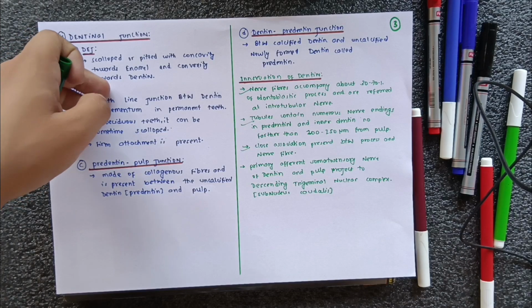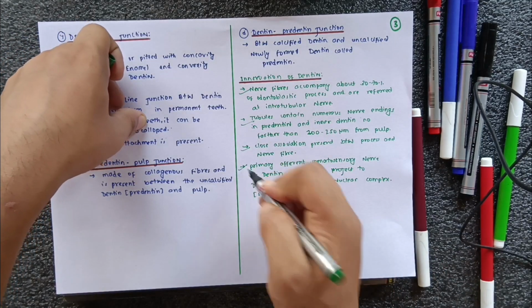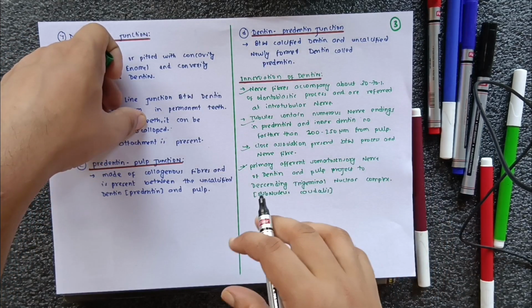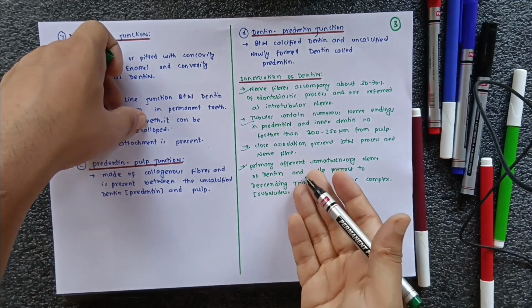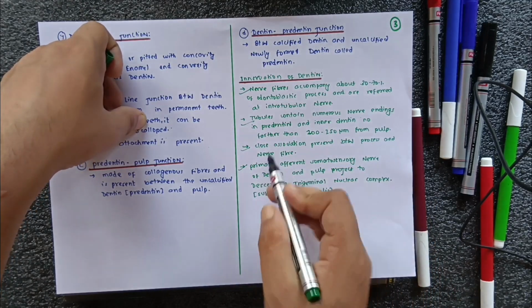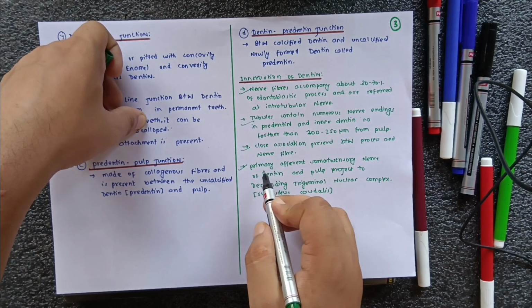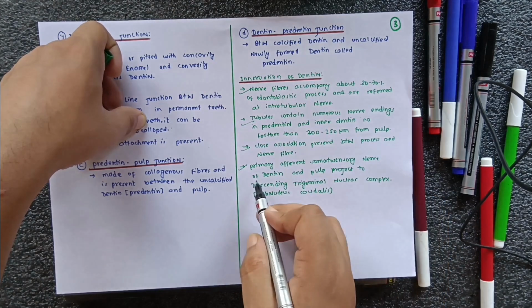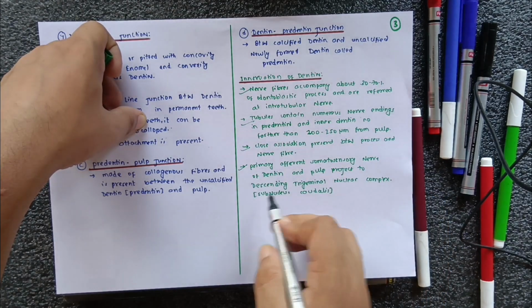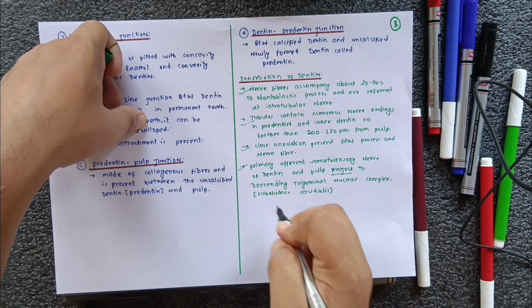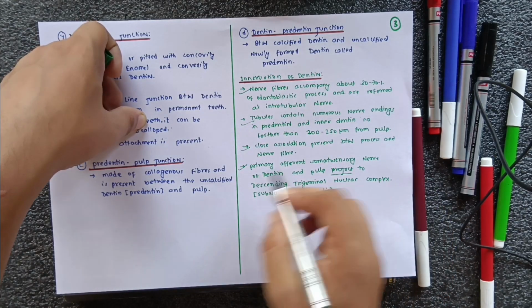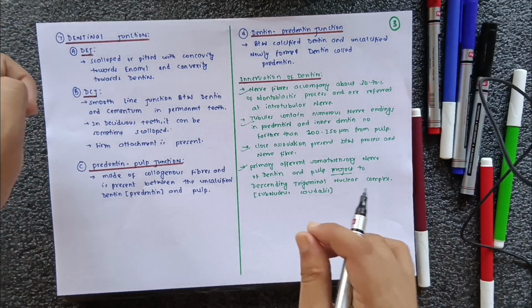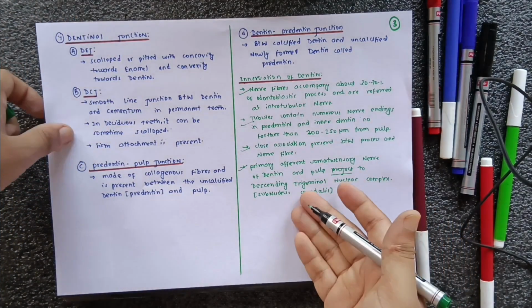Now, in another point I have written this. This point is not so important, but as I found this point in the book, I thought to include it in the note, so it would be better. As I have written here, it is the primary efferent somatosensory nerve of the dentin and the pulp, and it projects to the descending trigeminal nuclear complex, that is, subnucleus caudalis. It is not important to remember, but if you want to, you can.